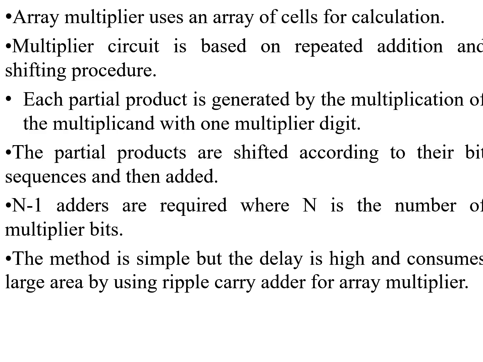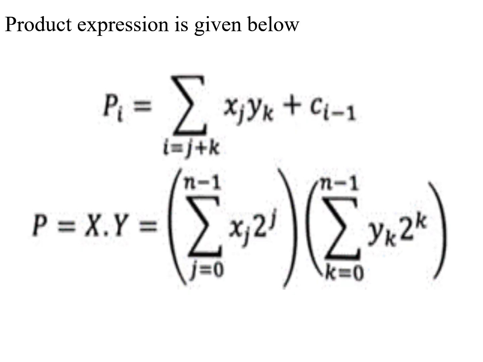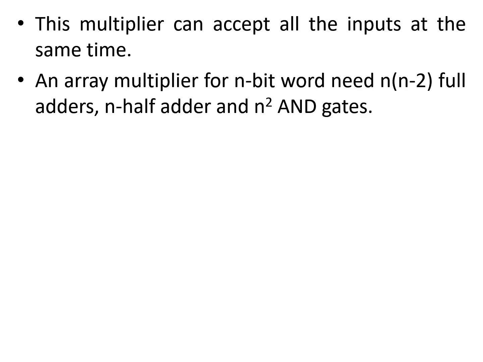N minus 1 adders are required when n is the number of multiplier bits. This method is simple, but the delay is high and it consumes large area while using a ripple carry adder for array multiplier. The product expression for an array multiplier is given below, where P is the output and X and Y are the inputs. This multiplier can accept all the inputs at the same time.